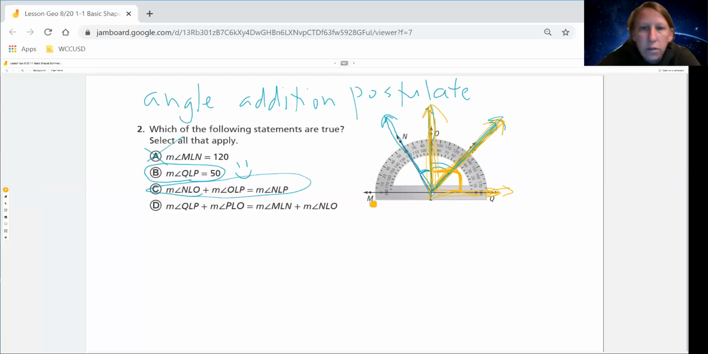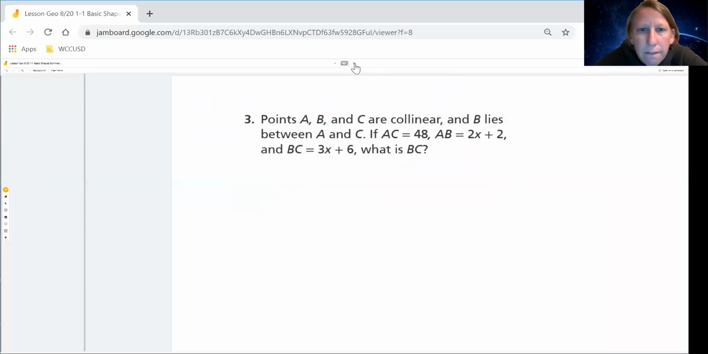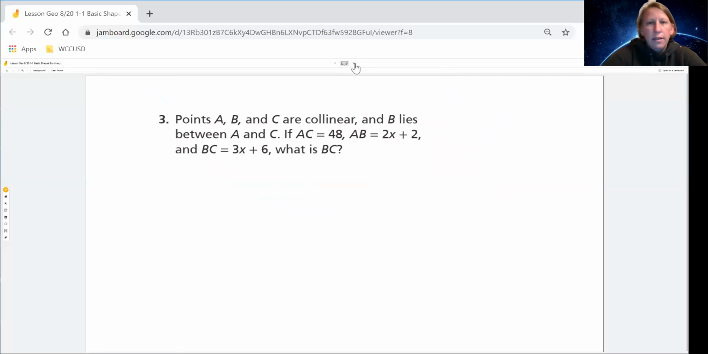Okay, is that equal to the measure of angle MLN plus the measure of angle NLO? Is that the other half of the half circle? Yep. So these two add up to 90, and these two add up to 90. So this is also true. They both equal 90, so they are equal to each other. All right, here's another one.